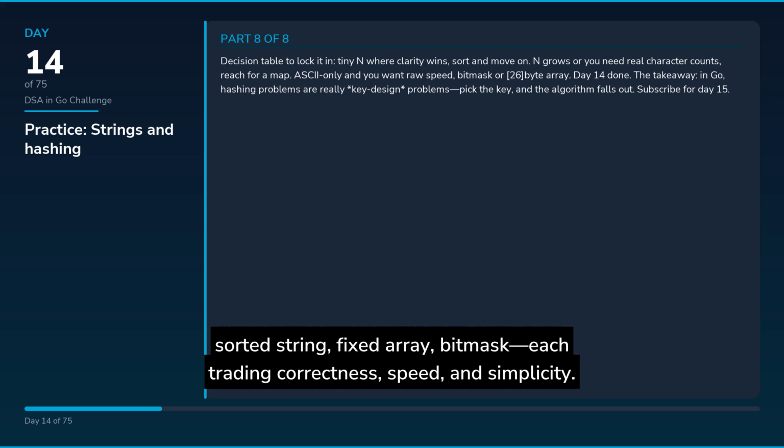For full Unicode, fall back to map[rune]struct{}. The empty struct value costs 0 bytes, so it's a pure set. 3 key types: sorted string, fixed array, bit mask, each trading correctness, speed, and simplicity.